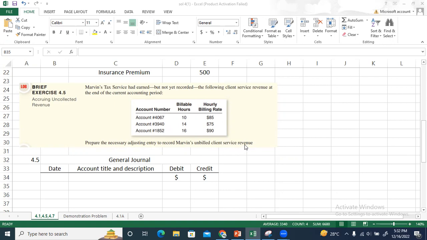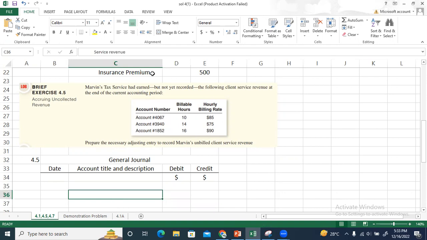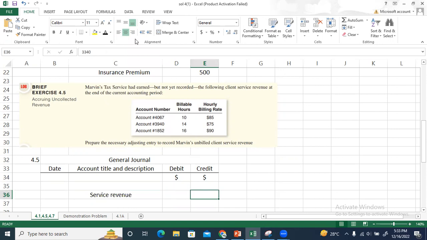Now, because they have already provided the service, they have already earned the amount. So it is written that they have earned the amount. Even if they have still not sent the bill to the customer, it is fine. It is still their income. And since it is their income, you should record this as your revenue. So we're going to record it as our revenue. And we know that we are going to credit the revenue amount.